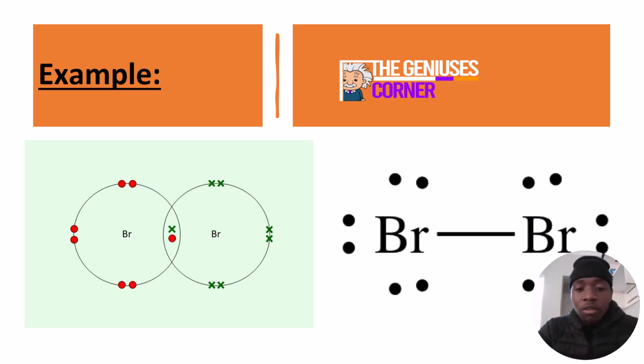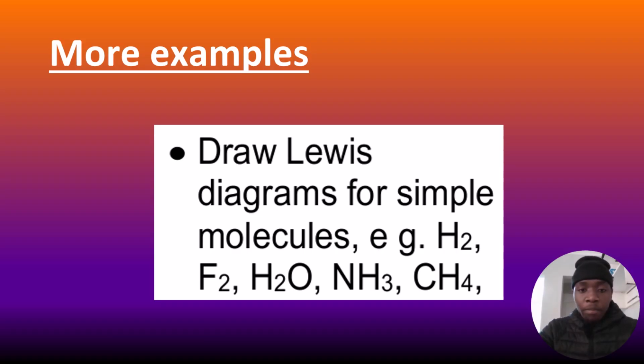Another example is the bromine molecule. Again, these two electrons are shared by both of them, and they form what we refer to as a covalent bond. And this is just another structure that we use to draw to show the bond between them. Here are some more examples that you can use to do more practice. You can draw the Lewis structures for these other elements and try to see if you've understood what we just discussed in this video.